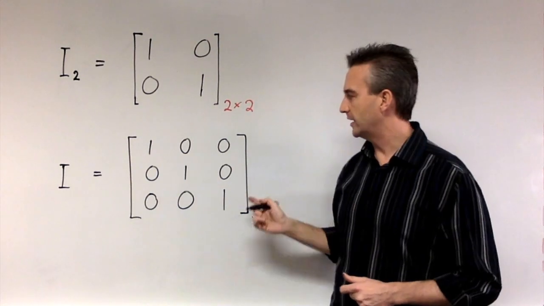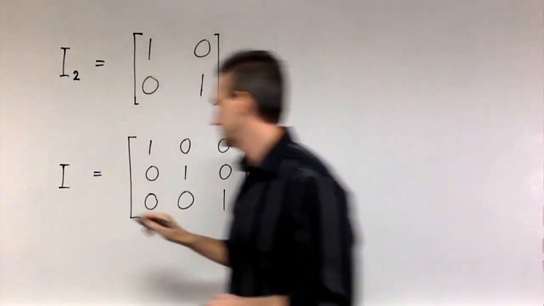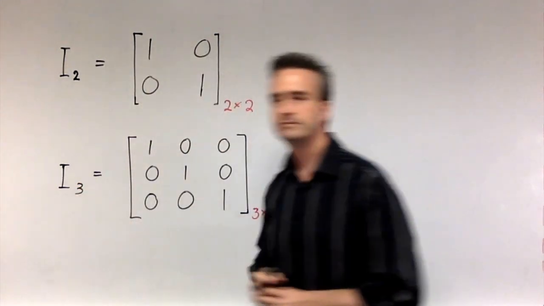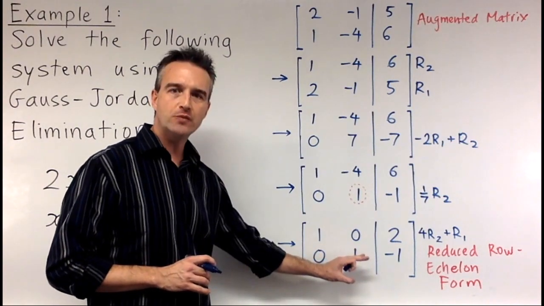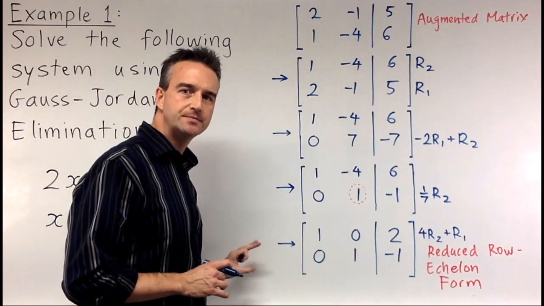And the 3 by 3 identity matrix I3. That's enough about identity matrices for now. Let's go back and finish off example 1. Once we get to here again, we take this and write it as a system of equations. Let's try it.